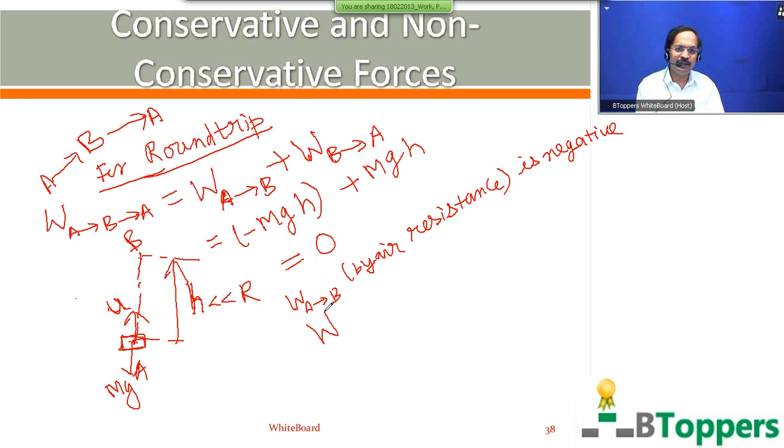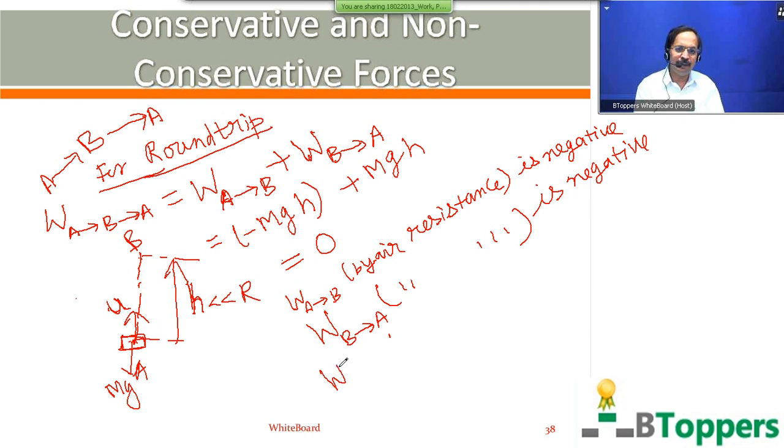So when you consider the motion from B to A separately, when the body is moving from B to A in the downward direction, the air resistance acts upwards, again opposing the motion of the body. Again the air resistance acts opposite to the displacement of the body for motion from B to A. So work done by the air resistance on the body for motion from B to A is also negative.